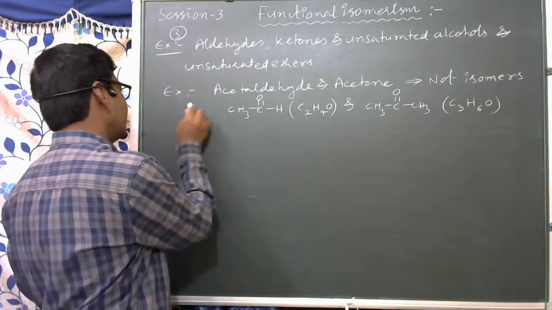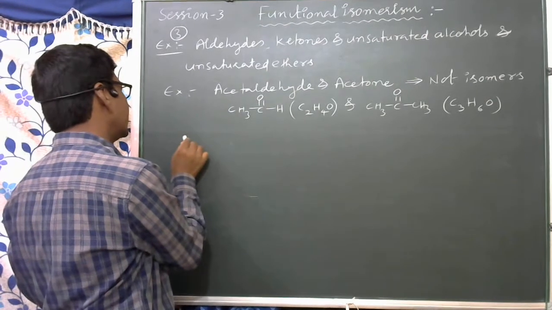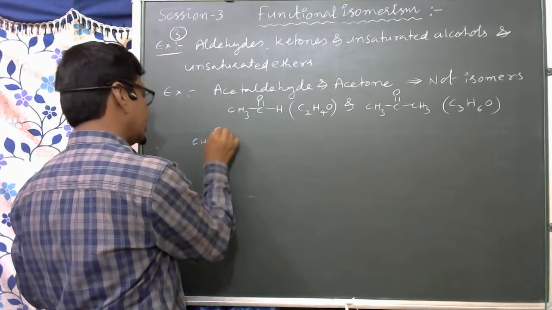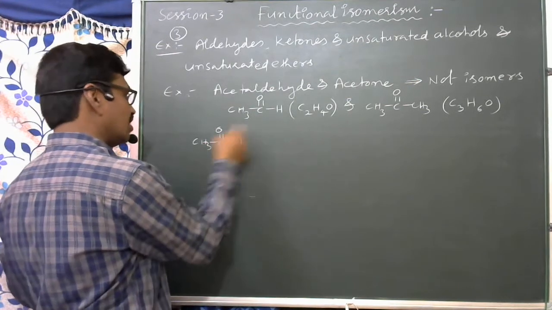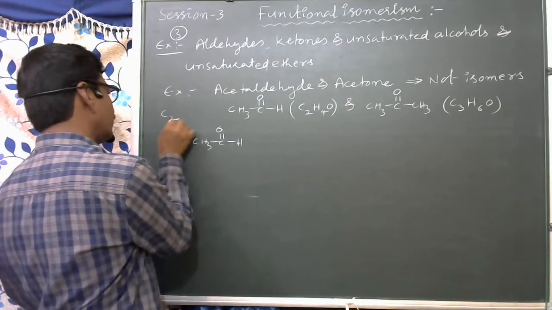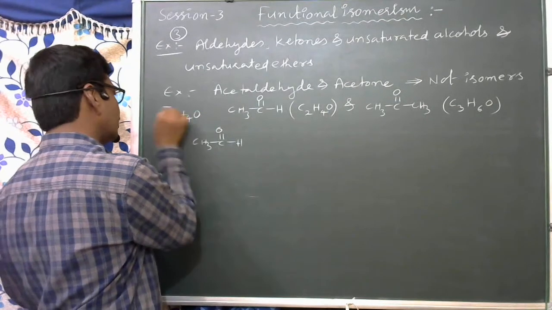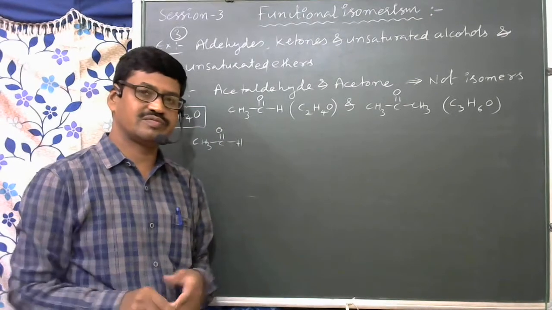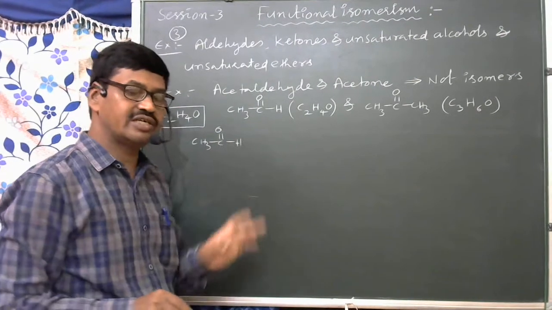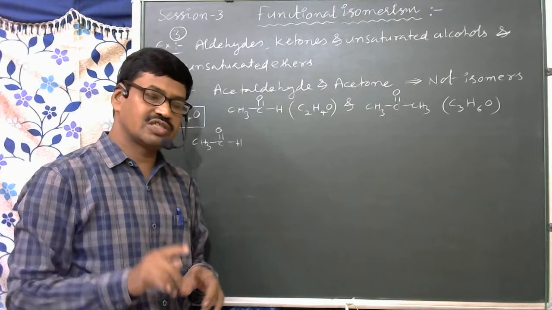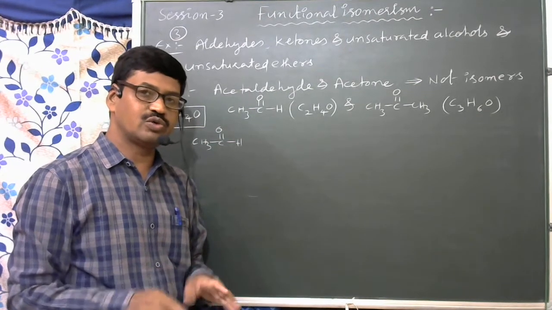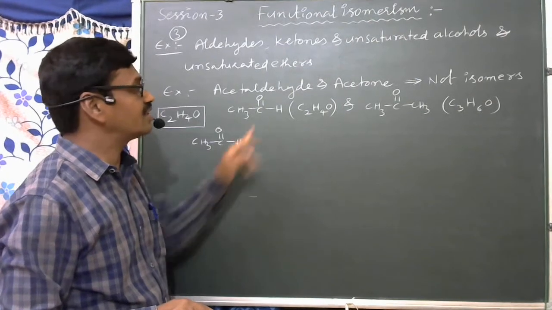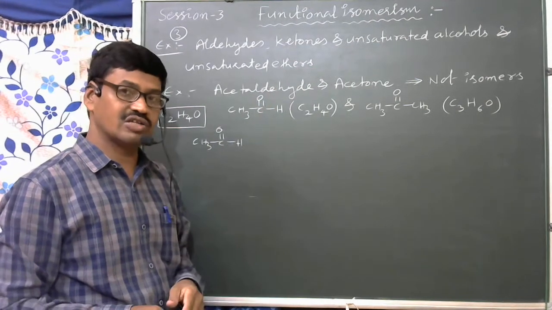And here is the important thing. Acetaldehyde, I am taking CH3 C double bond OH. This is acetaldehyde. So what is the molecular formula? C2H4O. This is the molecular formula. For this molecular formula, a ketone is not possible. So acetaldehyde does not show functional isomerism with ketones. It can exhibit functional isomerism with unsaturated alcohols, maybe.